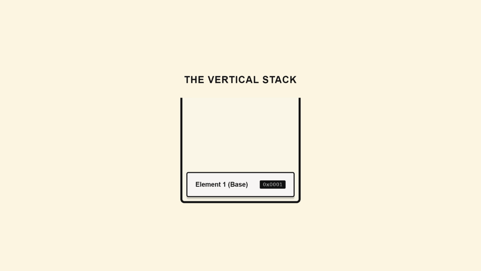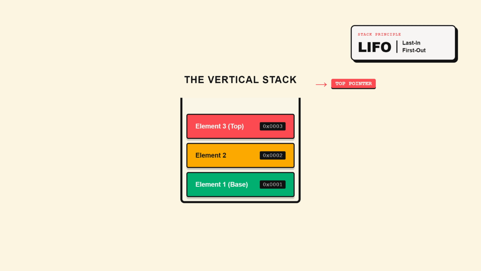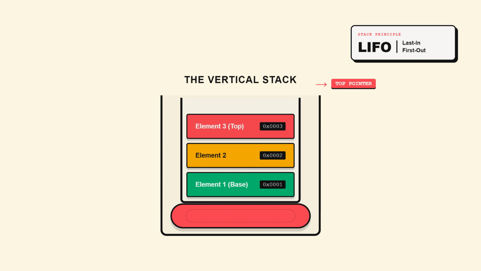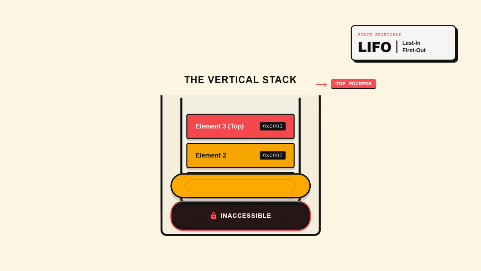In the world of programming, a stack is a collection of elements that follows one strict, uncompromising rule: last in, first out, commonly abbreviated as LIFO. The easiest way to visualize this is to picture a physical stack of heavy plates in a cafeteria. When a clean plate is added, it is placed right on top of the pile. When someone needs a plate, they take the one from the very top. The plates at the bottom remain completely inaccessible until every single plate above them has been removed. You cannot pull a plate from the middle without risking a total collapse.